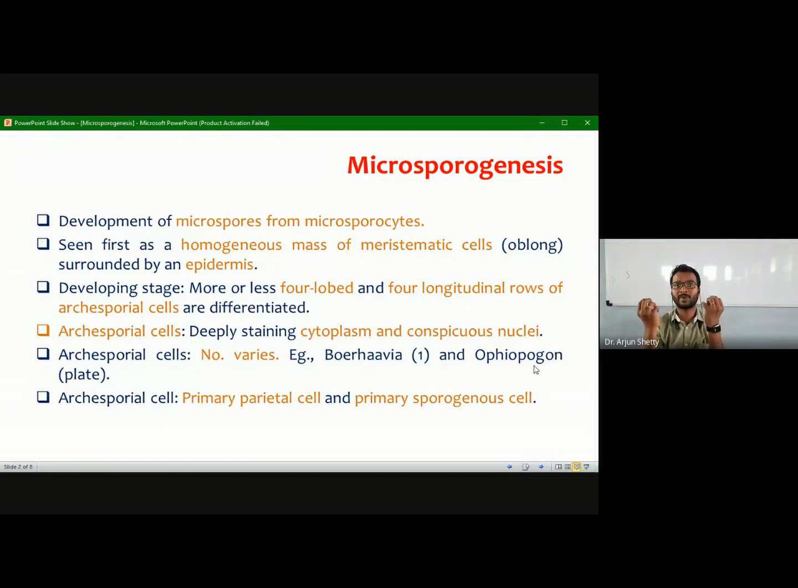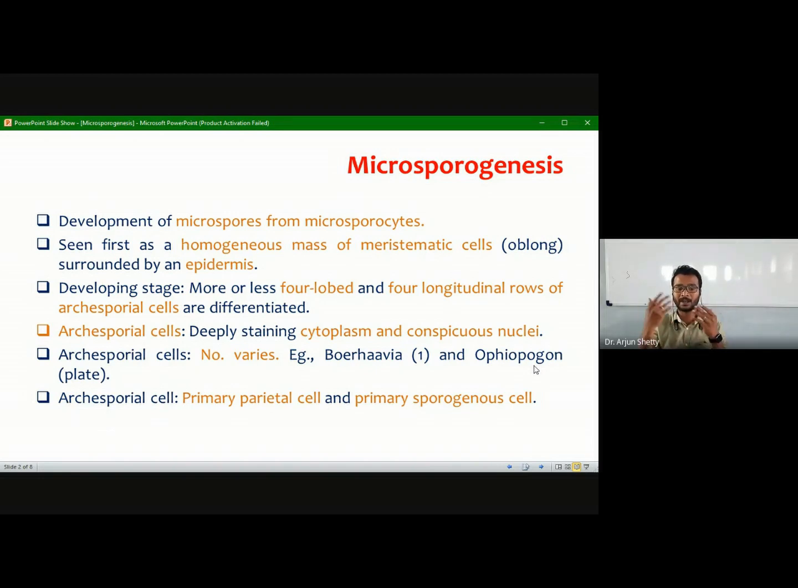These archesporial cells are called the initiators, or the initial cells, for the formation of the microspores and other parts of the microsporangia. They are morphologically different, though they have the capacity to divide, because all meristematic cells have the capacity to divide, following the principle of totipotency, where they divide and may form a particular structure.